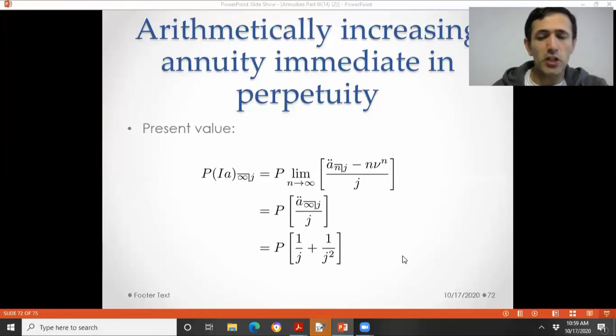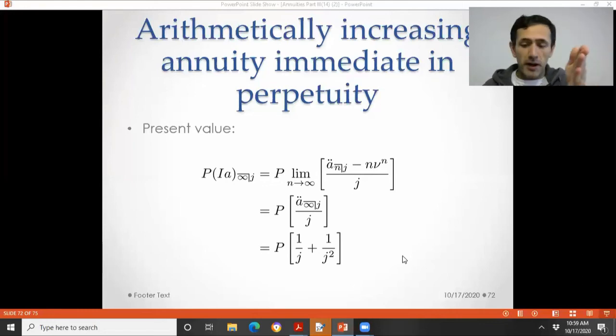And I should mention that it doesn't really make sense to have an arithmetically decreasing annuity in perpetuity, because what's the setup there? Well, you start off with nP, and then you go to (n minus 1)P and keep going until you hit P. So just by the setup, it only makes sense for an n period annuity. You're going to eventually deplete the account. So it just doesn't make sense.